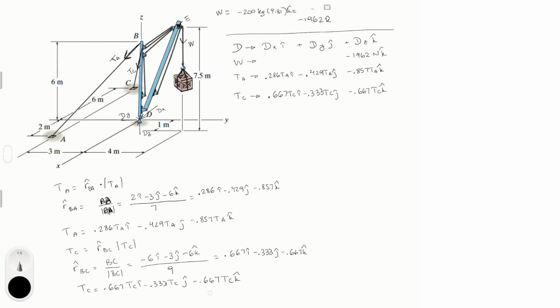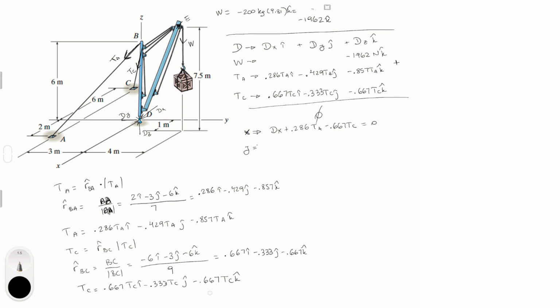And that's it, we got all our forces, and we know that when we add them all up, they should be equal to 0. They should together cancel out. So that being said, we can come up with 3 equations. An equation for the x by adding everything that's on the I, which would be dx plus 0.286 TA minus 0.667 TC is equal to 0.